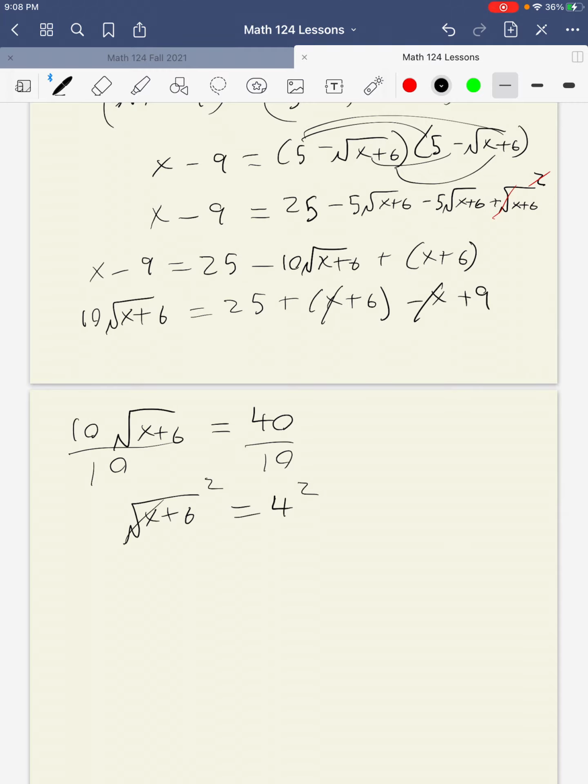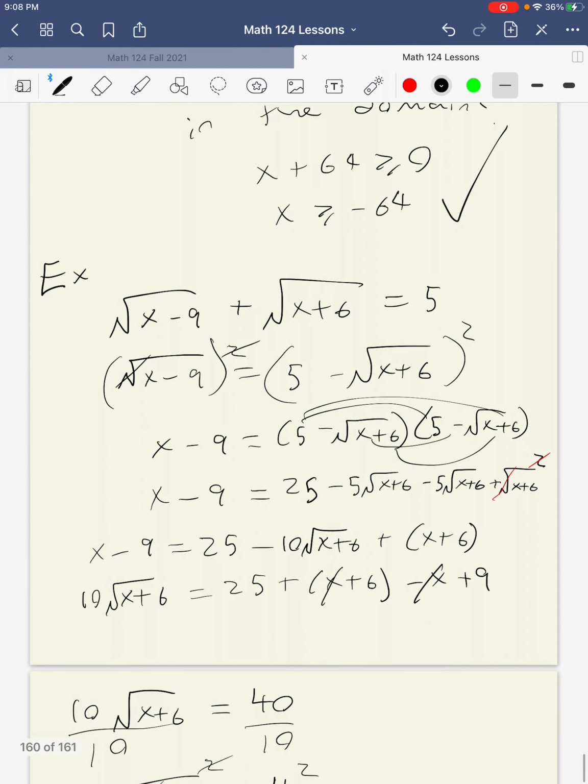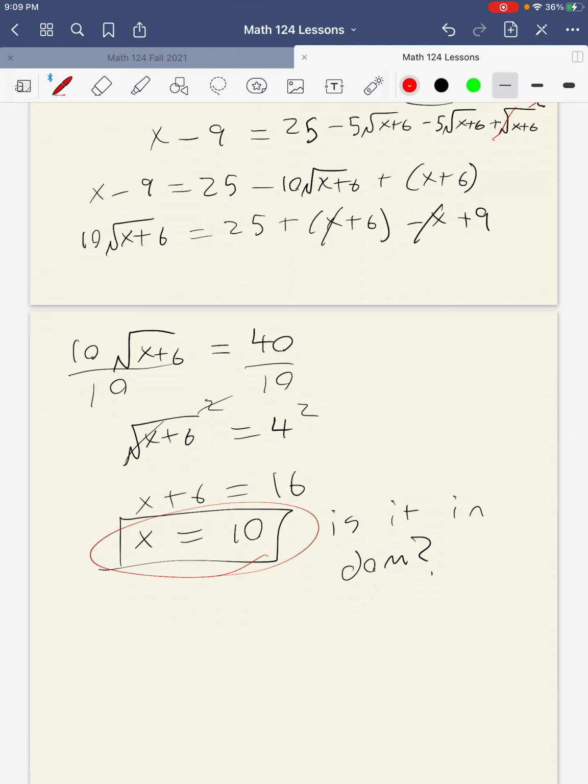Now we could square both sides. x plus 6 equals 16. Minus the 6 over, and we get x equals 10. Okay. Is it in the domain? Right, well, what was our original domain? Our domain here is that x minus 9 is greater than or equal to 0 and x plus 6 greater than or equal to 0. So x has to be bigger than 9, bigger than negative 6, so just bigger than 9. Luckily, it's a little bigger than 9, so we are okay. Yep.